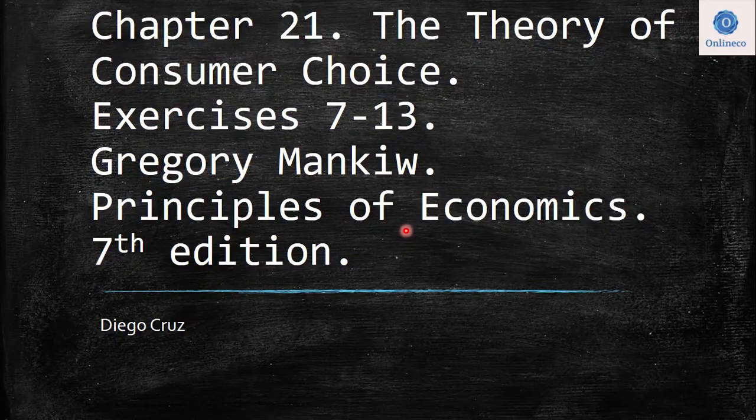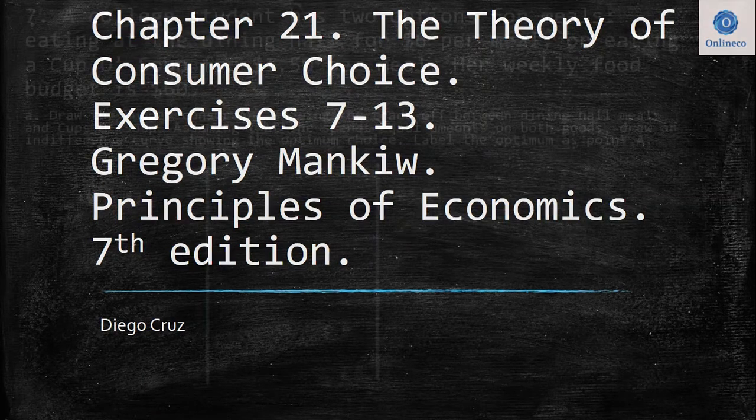We are going to develop today the exercises 7 to 13 of chapter 21. This is the chapter, The Theory of Consumer Choice. Remember, this is the book of Gregory Mankiw, Principles of Economics.